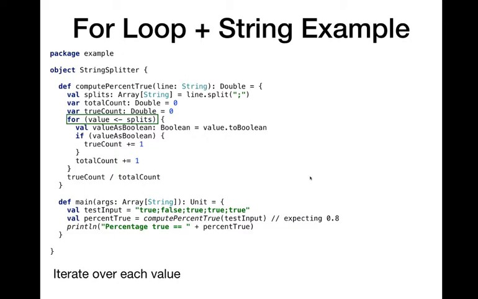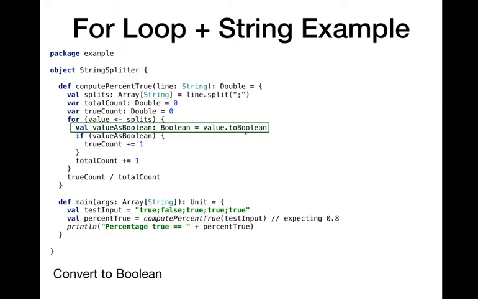I'm going to iterate over those strings, and for each one of those strings, I want to convert it to a Boolean to be able to get the Boolean value instead of the string value. Yep, so the question is, I don't have to declare the variable I use for the loop? No, it'll be automatically declared. I don't have to use var or val for this.